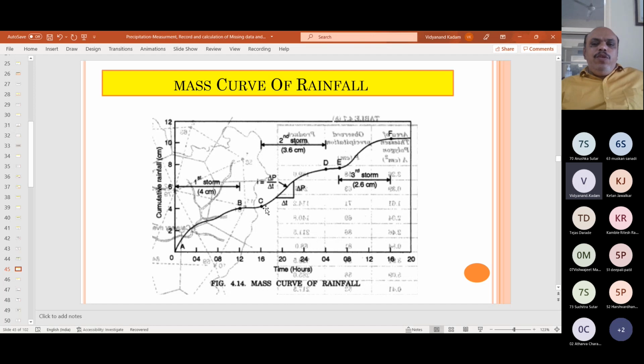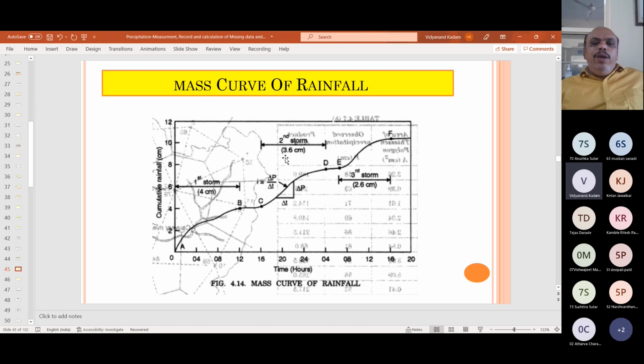Now you observe this figure and consider portion C to D. From C to D there is a second spell of rainfall, that is from 16 hours to the next day 4 hours. There is a second session of rainfall. Again from C to D, we can find this vertical intercept, that is the cumulative rainfall, and it is obtained as 3.6. So for the second session of rainfall, the total rainfall value is 3.6.